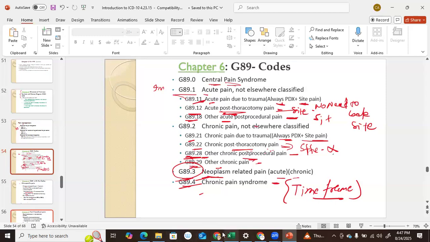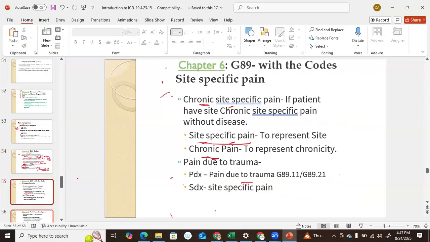Okay. Now let's go through the guidelines which are mentioned here in the book. First, let's go through these. Whenever a patient has chronic site-specific pain, we have to code the specific pain as primary, followed by the chronic pain code, that is G89.29. Whenever a patient has pain due to trauma, you have to use 1 or 2 based on acute and chronic, and secondary is the site-specific pain.